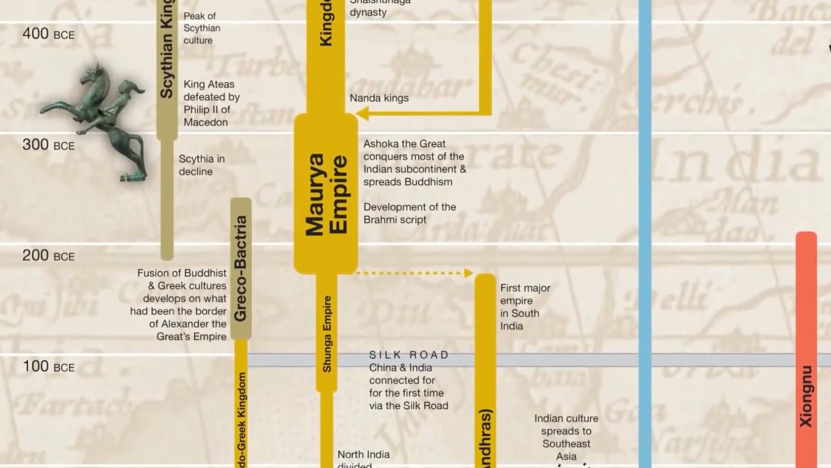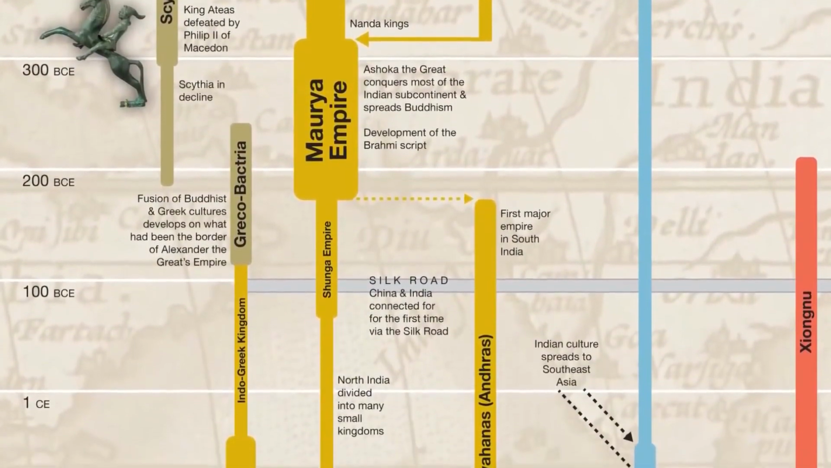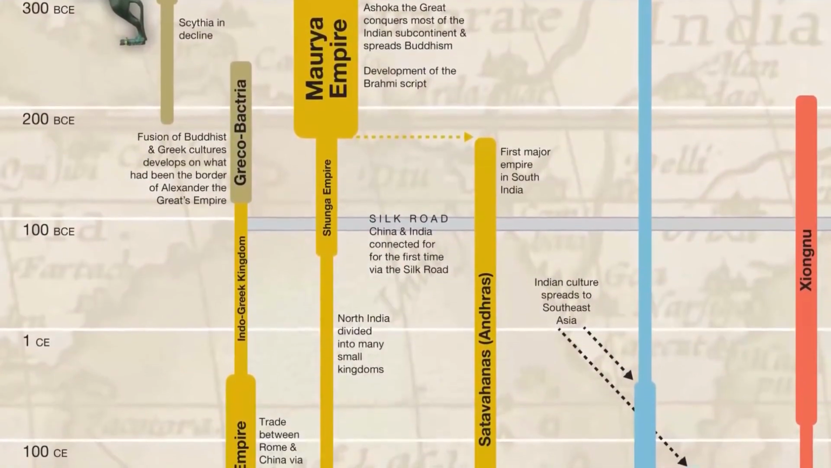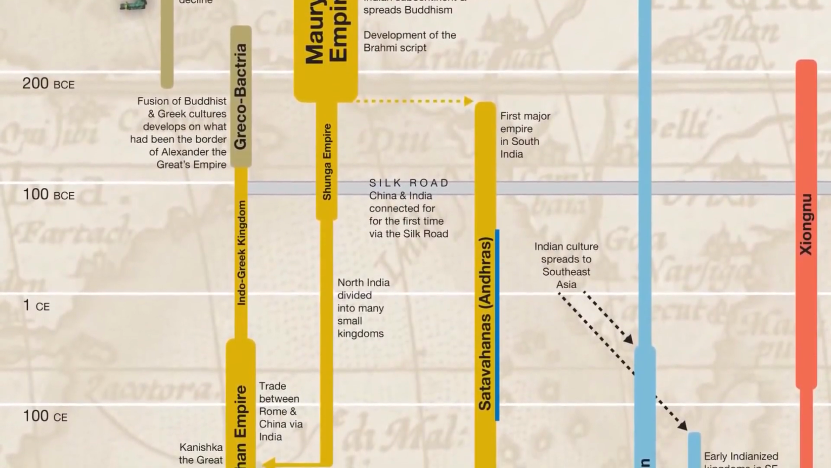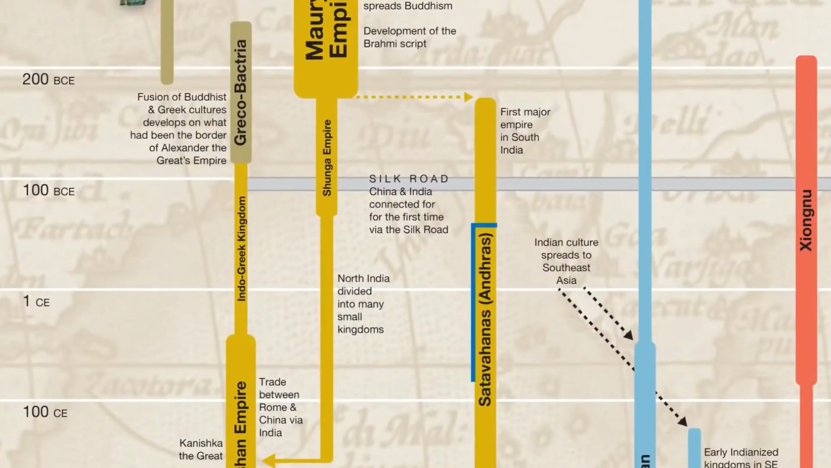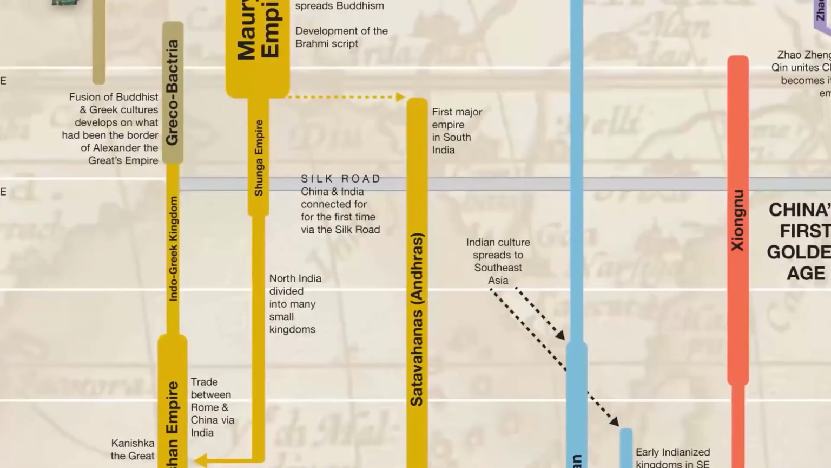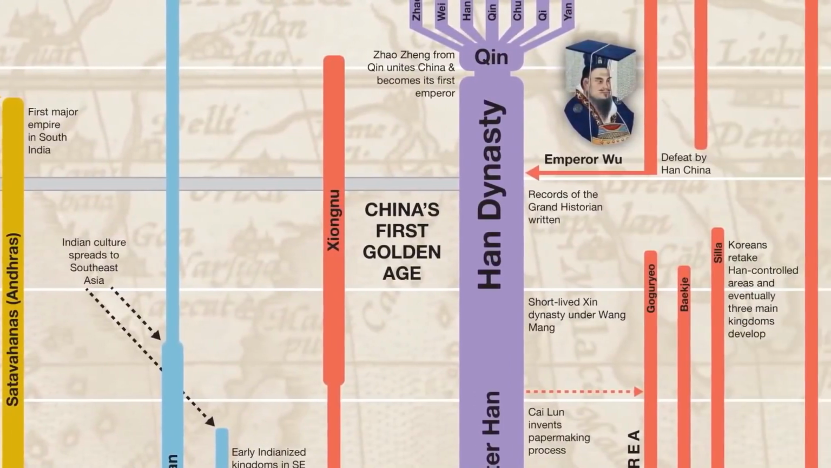After this, the north divided into many smaller kingdoms, and in the south, a major power known as the Satavahana Empire dominated. It was around this time that Indian culture also started to spread to Southeast Asia, where several Indianized kingdoms started to pop up, and that a hybrid Indo-Greek culture emerged near what is today Pakistan. But at this point, let's go back to China, where it was experiencing its first golden age.